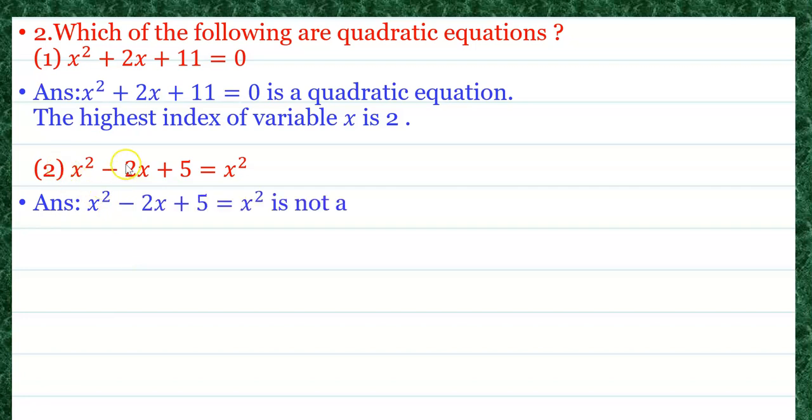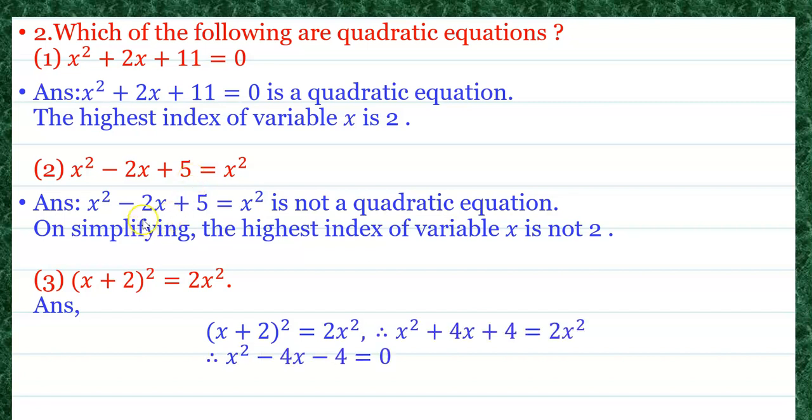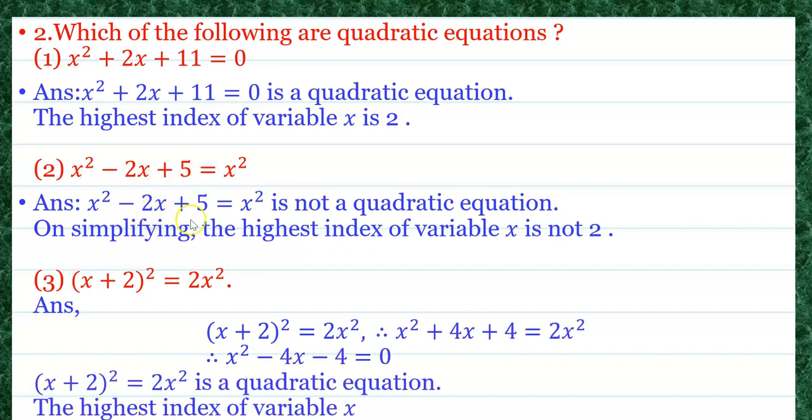Next, x square minus 2x plus 5 is equals to x square. या दोन्ही बाजूचा x square जर आपण इथे कट केला आणि सिम्प्लिफाय केलं, then you will get minus 2x plus 5 is equals to 0. And therefore on simplifying, minus 2x plus 5 is equals to 0 मिळेल आपल्याला, and therefore the highest index of x is not 2 and therefore this is not the quadratic equation.